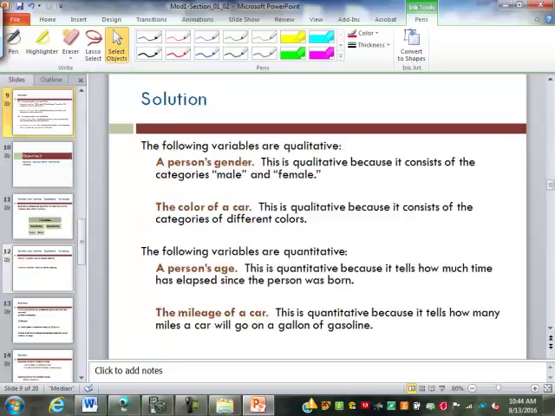Okay, so now we got some items here to define. Following variables are qualitative: person's gender and the color of the car, obviously. They put you into those categories. Following variables are quantitative: the person's age and the mileage received.